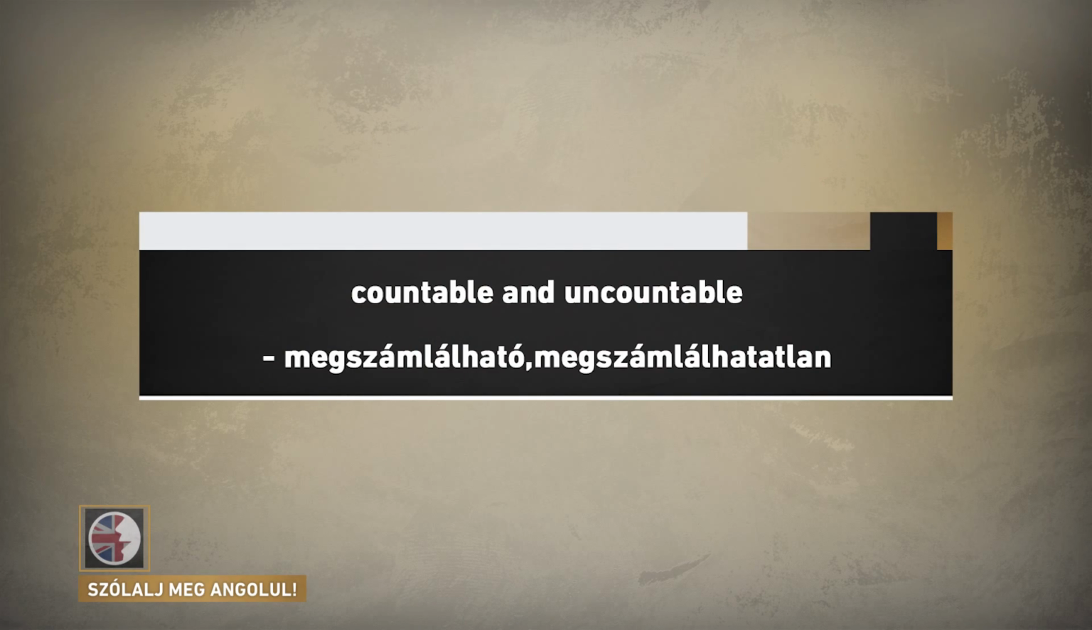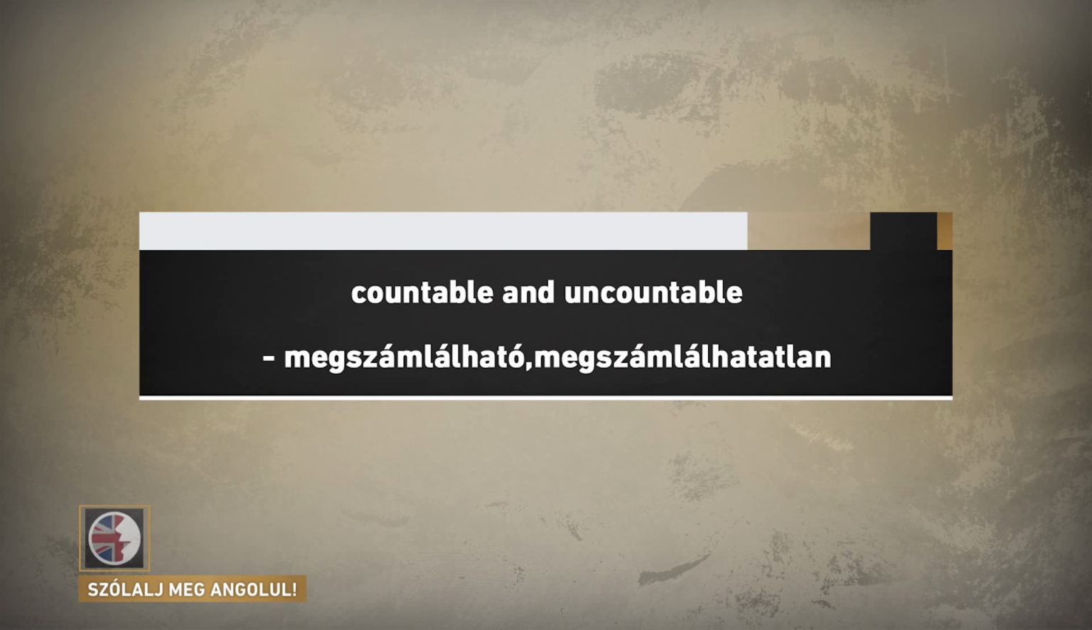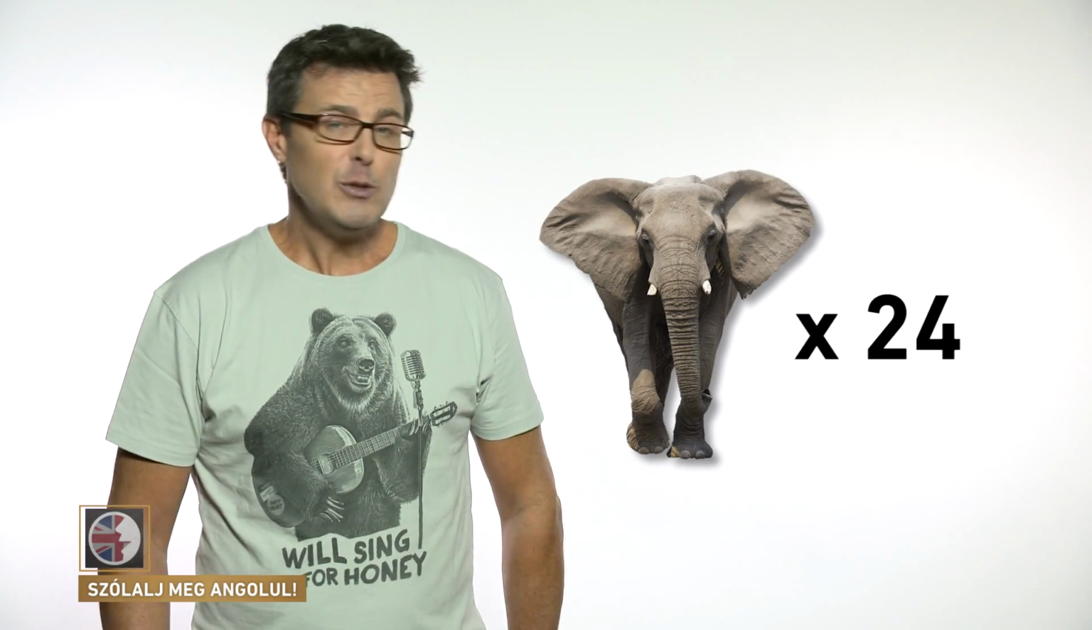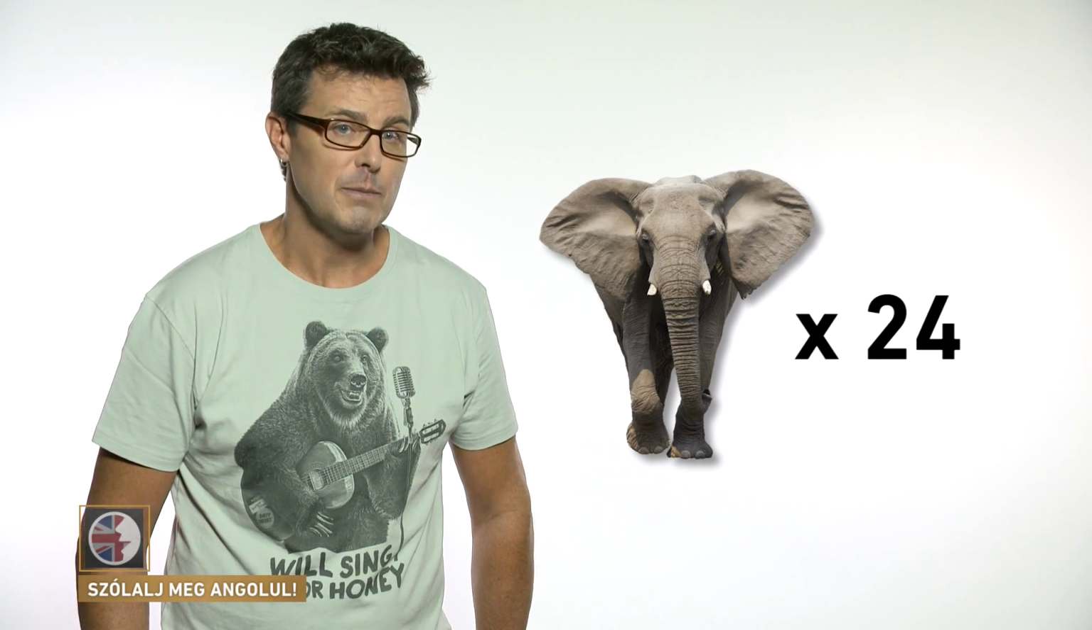So, back to the idea of countable and uncountable. Now, in English, nouns can be countable and uncountable. If we can use numbers with a noun, then it is countable. A car means one car, so we can count it. 3 children, 24 elephants. Countable nouns can be singular or plural. Look at the examples above. A car is singular, 3 children is plural, and 24 elephants is also plural.